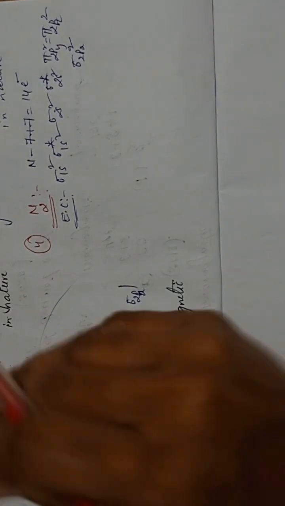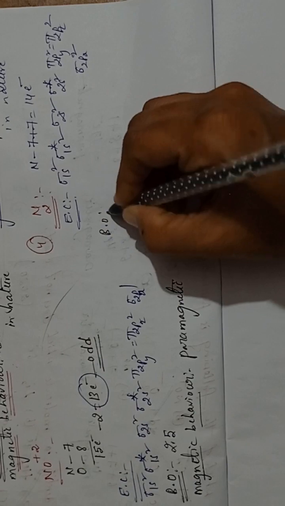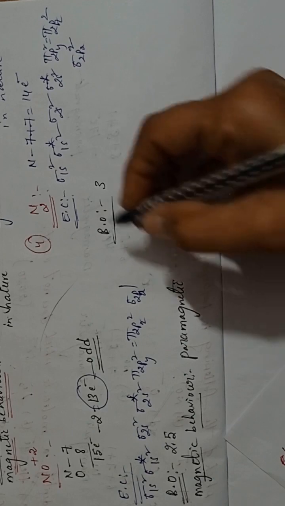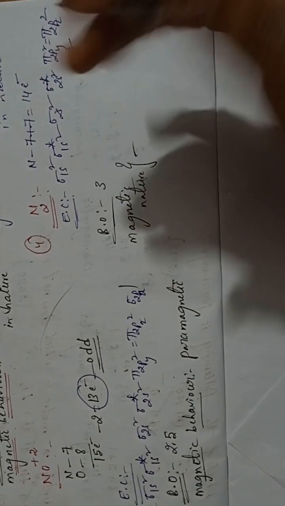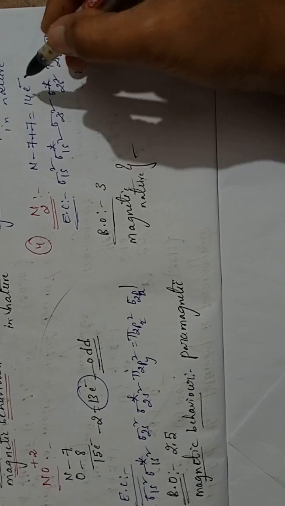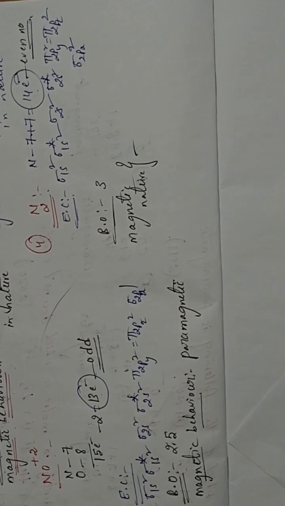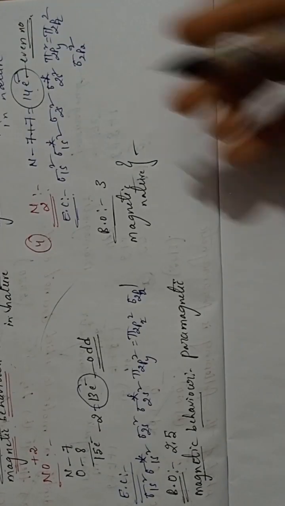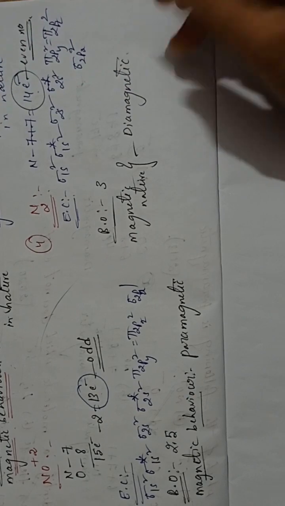Now coming to the bond order. How to calculate bond order? See here, how many electrons there? 14 electrons, no? So see this table, 14 electrons there means what is the bond order value? 3. So directly you can write bond order value 3. Next one, magnetic behavior. What is the magnetic nature? It is an even number of electrons, 14 electrons, correct? Even number of electrons, what I told you, diamagnetic in nature, except 10 and 16. So it is 14 electrons even number, so that's why it is diamagnetic in nature. Understood?